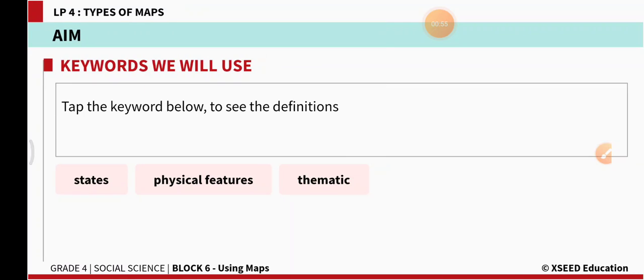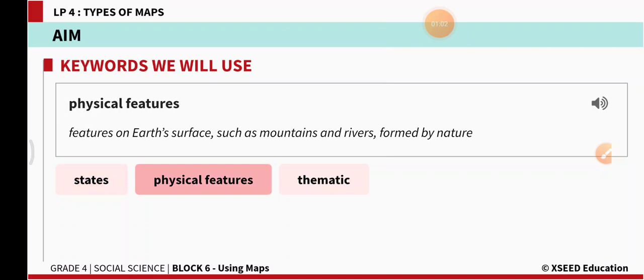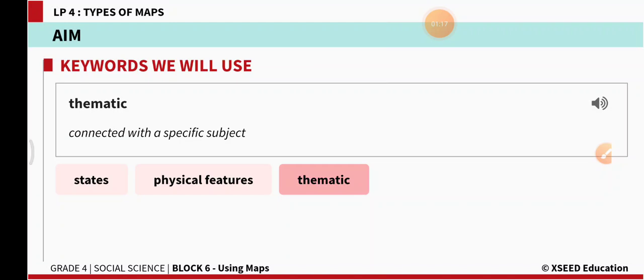The keywords that we are going to learn are states. What are states? States are parts of a country. Physical features are features on Earth's surface such as mountains and rivers formed by nature. Physical features means those which are formed by nature, like mountains and rivers. Thematic means connected with a specific subject. It is about one topic in detail, right?